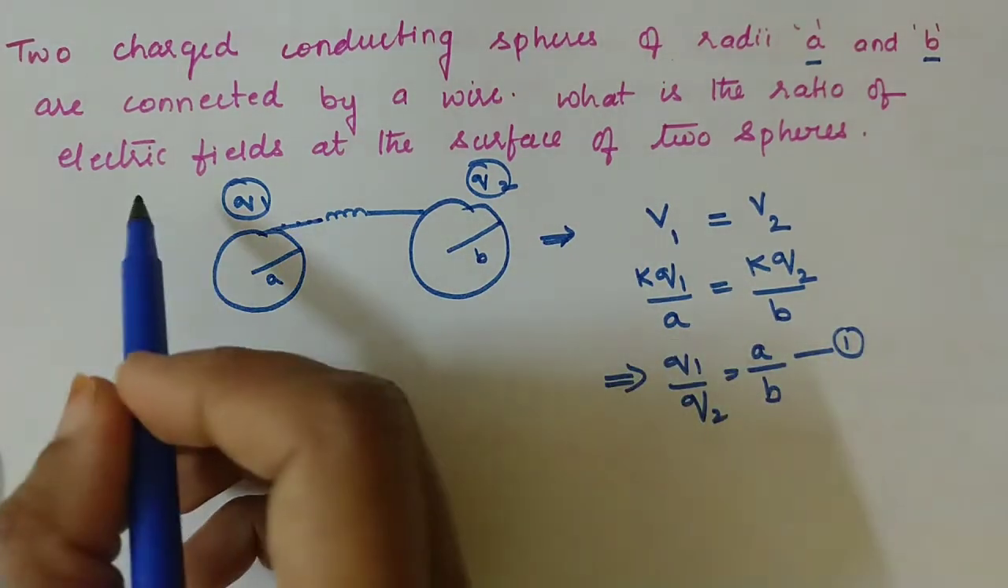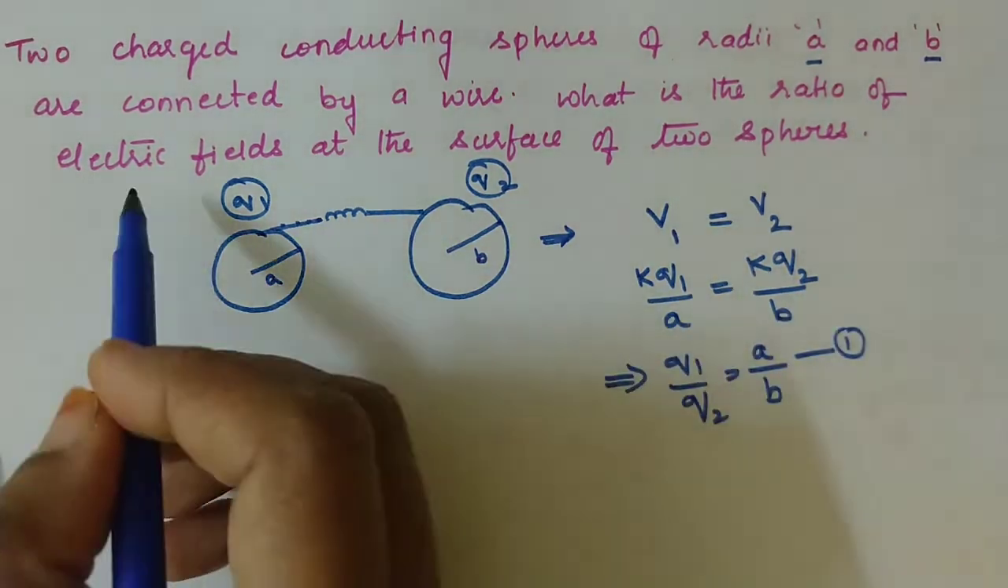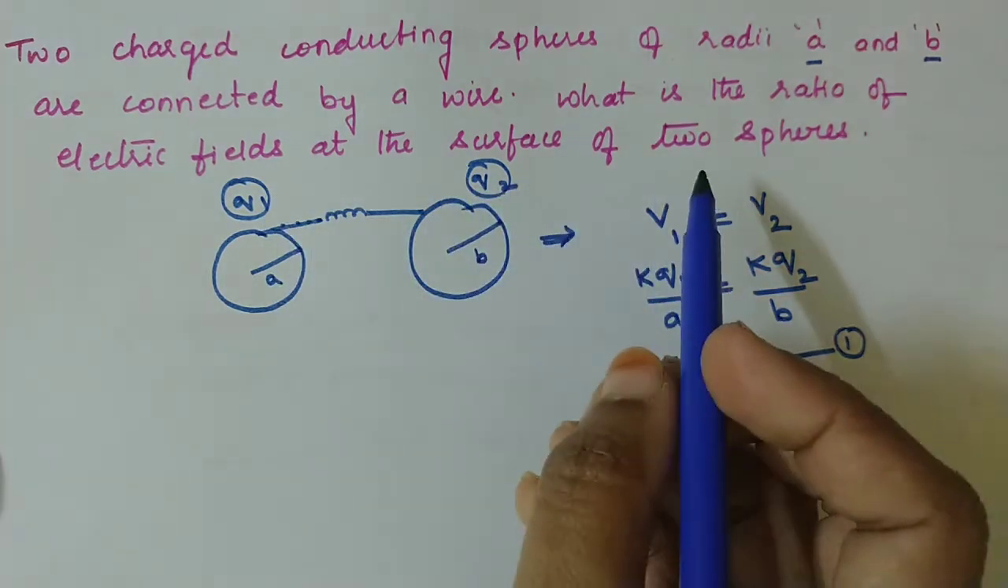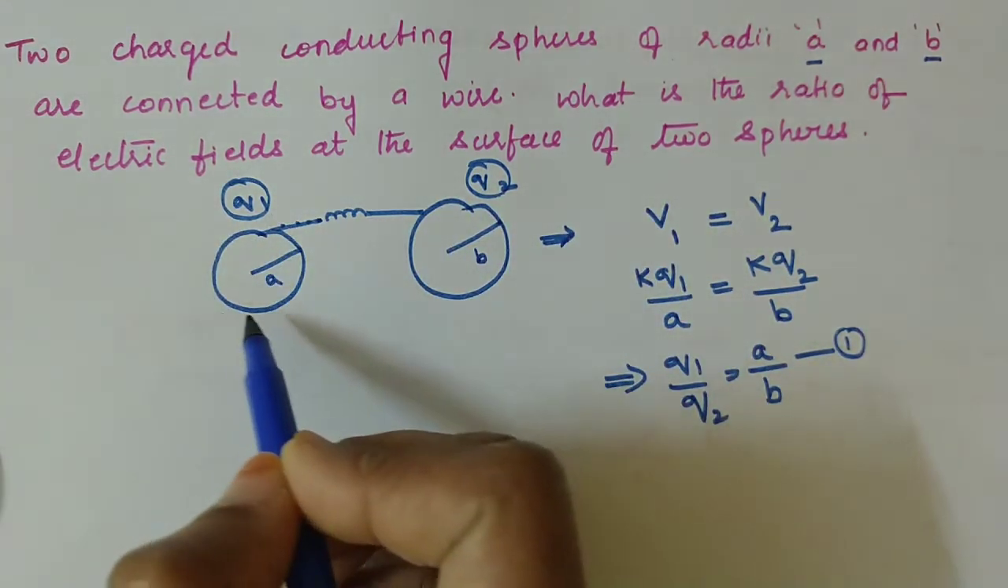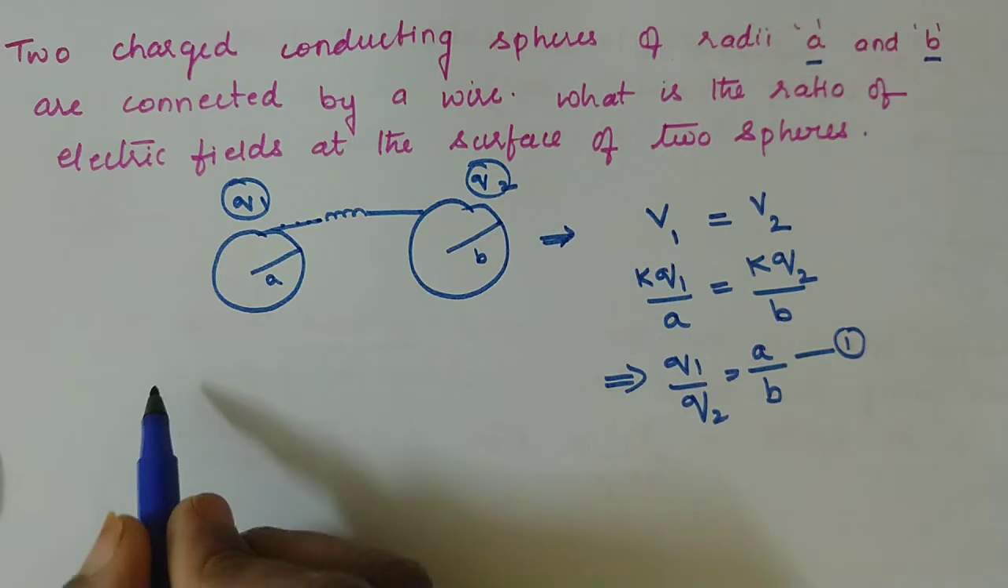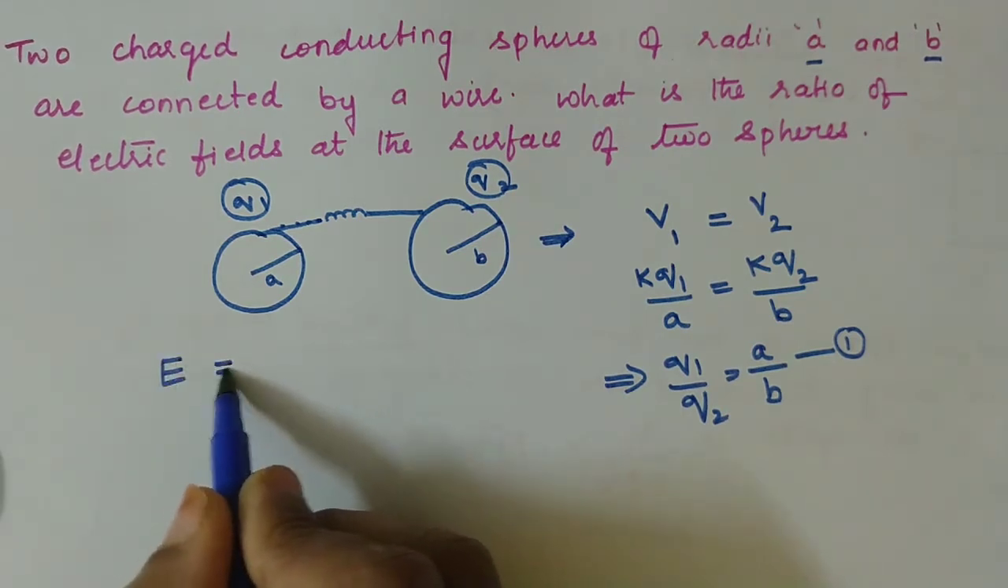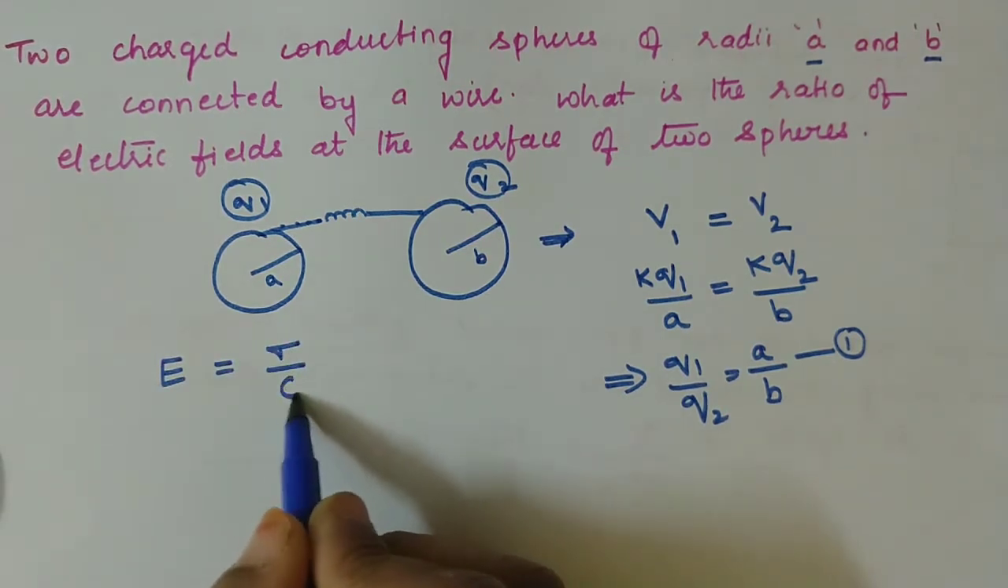But the question is, they are asking you to find out the ratio of their electric fields on the surface. We know for all conducting spheres charge resides on the surface. Electric field is given by sigma by epsilon naught.